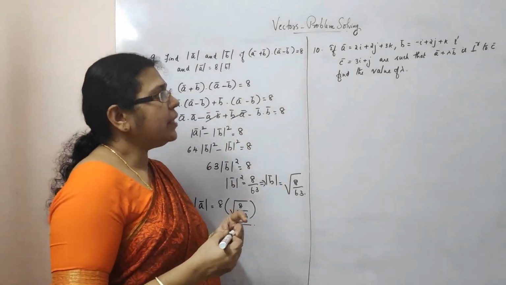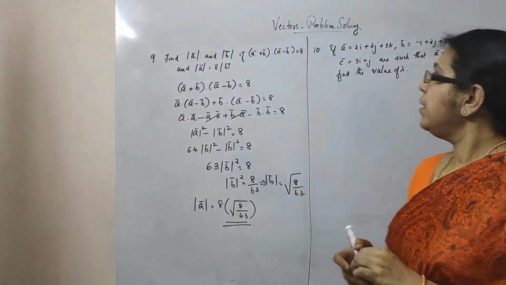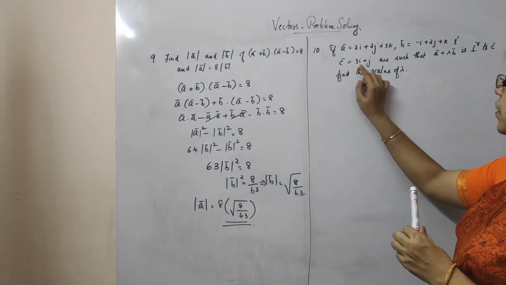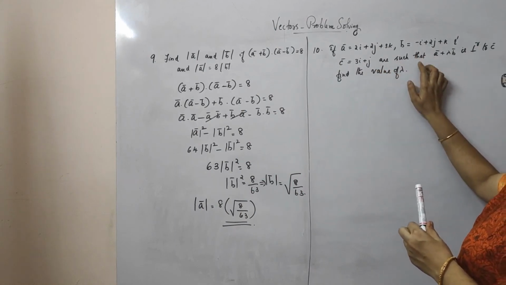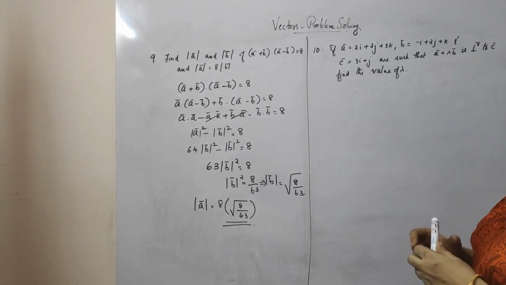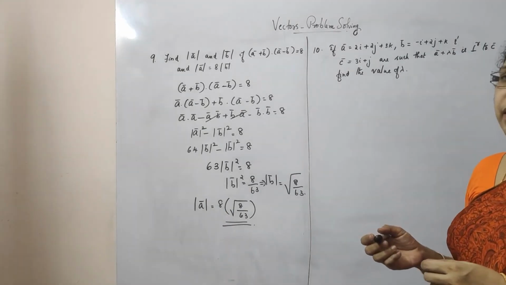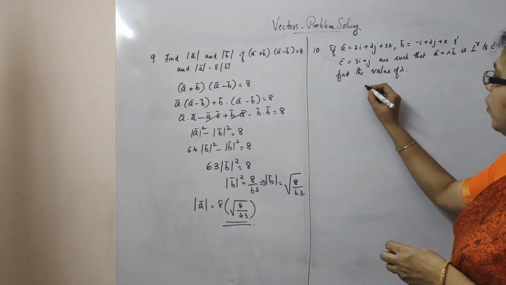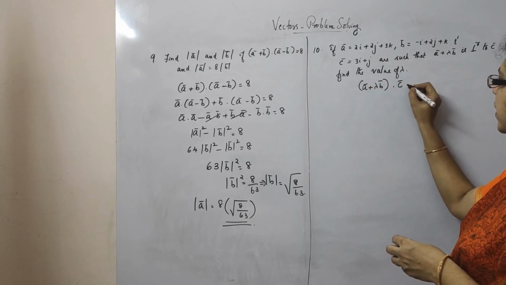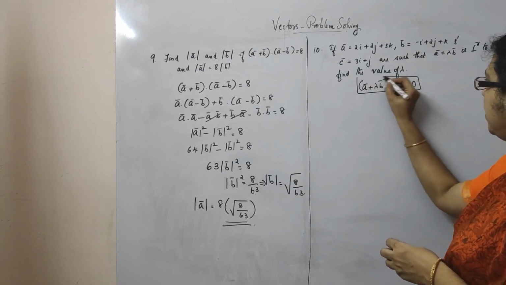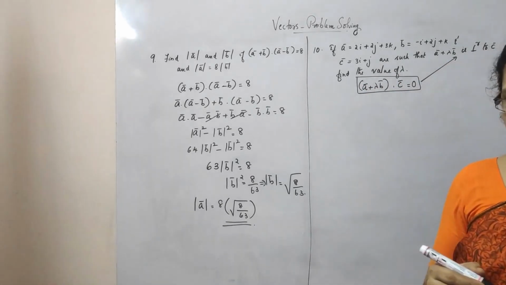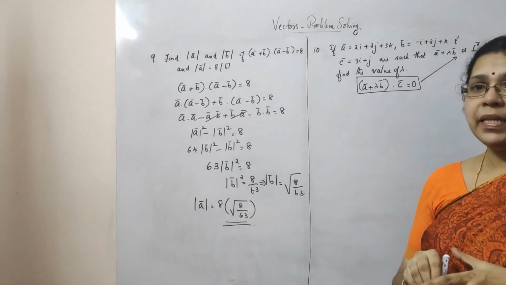If vector A is equal to 2i plus 2j plus 3k, vector B is equal to minus i plus 2j plus k, and C is equal to 3i plus j, such that vector A plus lambda into vector B is perpendicular to vector C. So what does it mean, perpendicular to vector C? Vector A plus lambda into vector B dot vector C is equal to 0. This is the meaning of perpendicular. If it is perpendicular, the dot product is equal to 0, because cos 90 is equal to 0.